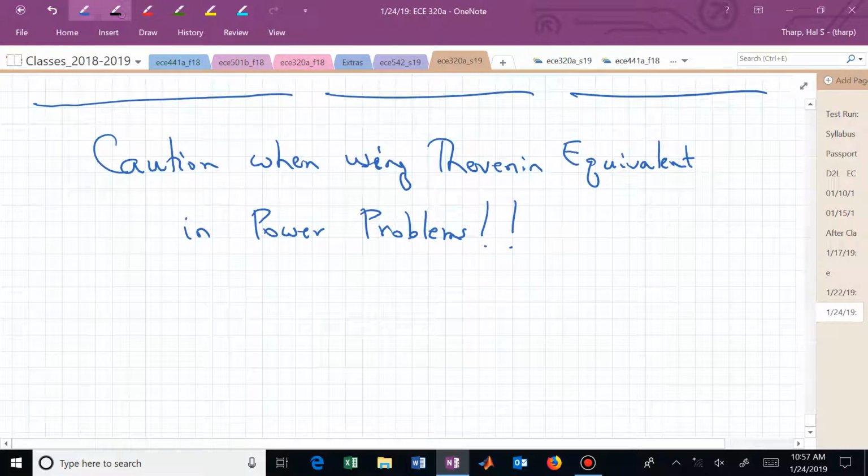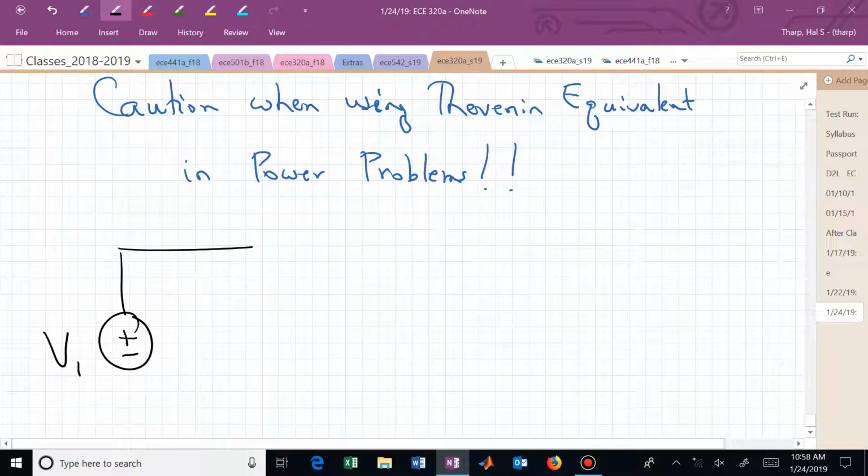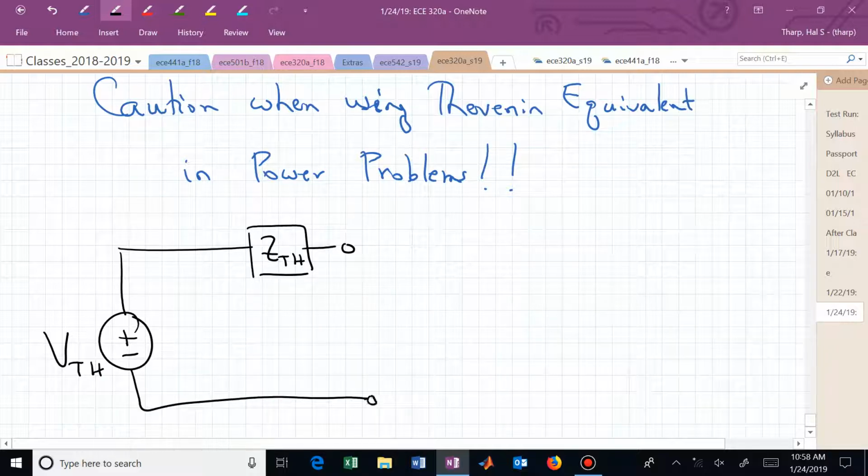And maybe one way to drive that point home is to say, okay, here is V Thevenin and here is Z Thevenin, the Thevenin equivalent. And what is its Norton equivalent?